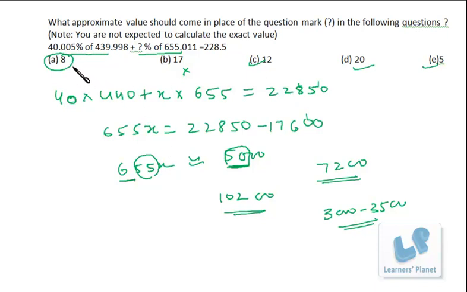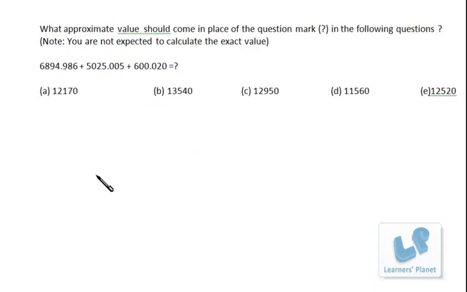If the options would have been 8, 9, 10, 11, then you would have to go for some more accurate calculation. But in this case, since the options are quite far from each other, you can get a good idea that x cannot be 17, 12, 20 or 5, right? Okay, so I hope you are clear. Now let's see this question.